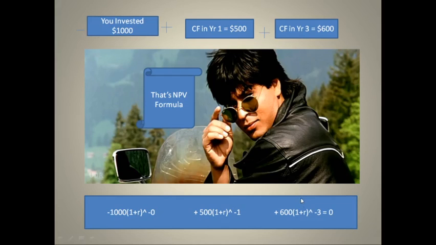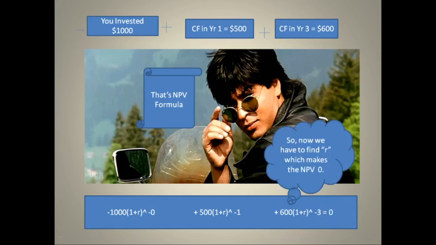Now what you have to do is find the value of r, my dear friends. Look at my cursor very carefully. You have to find the value of r such that the NPV becomes 0. So we have to solve this whole equation and find that value of r which brings the equation to 0. We will understand how to do it.